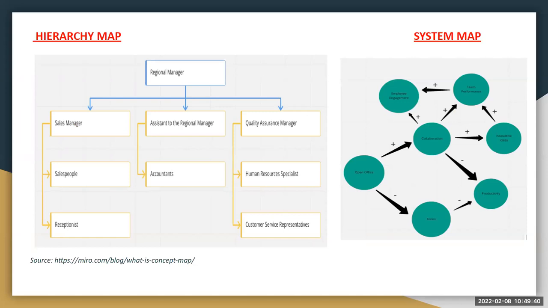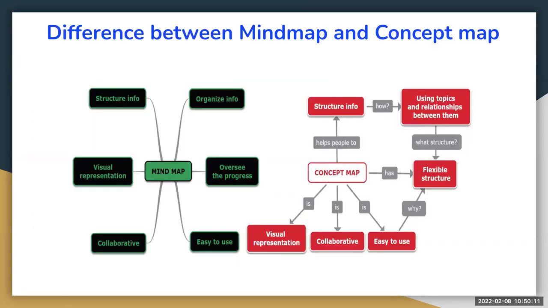In the hierarchy map, we can show the roles and responsibilities of an organization if we want to teach them, or we can show the hierarchy of top level, middle level, and low level. And in the system map, we can show the functioning of any organization. Here I have shown you in this slide. So concept map can be of different types.